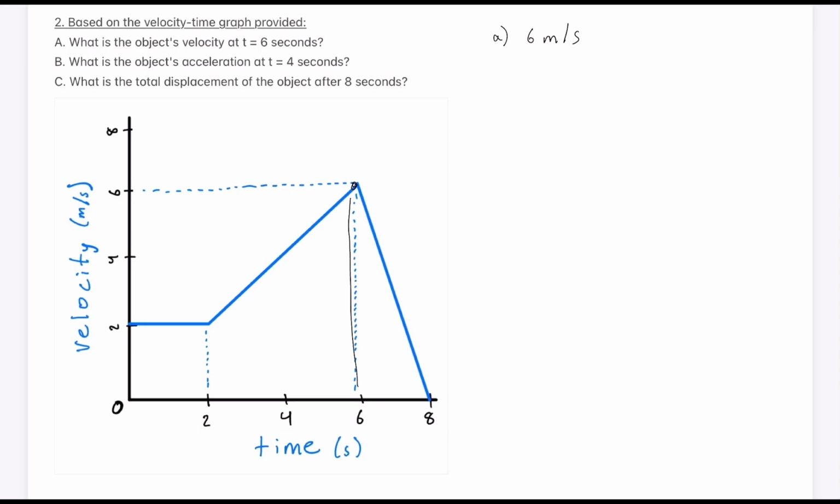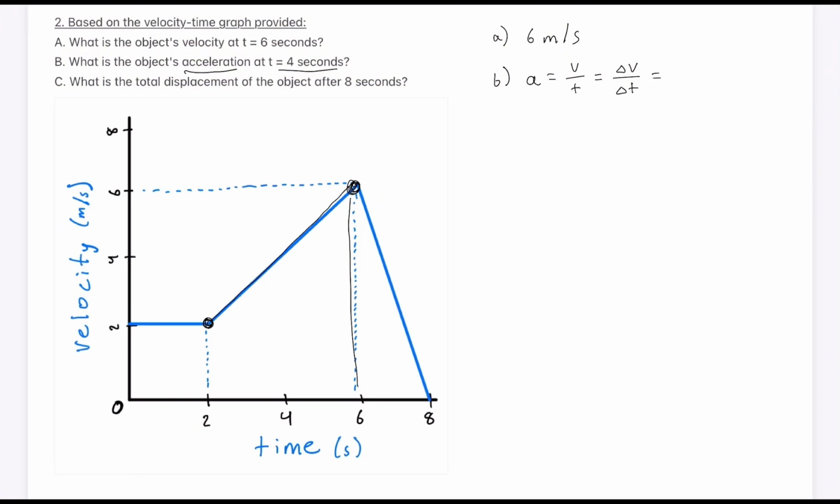Okay, part B asks, what is the object's acceleration at t equals 4 seconds? To find acceleration, we'll have to review some of our equations. We know that acceleration is equal to velocity over time, or in other words, the change in velocity over the change in time. This is our slope, so we can pick 2 points on this graph, find the difference in the y values and the x values, and divide y by x. So let's pick this point at t equals 6 and this point at t equals 2, because the slope between these 2 points is the same throughout.